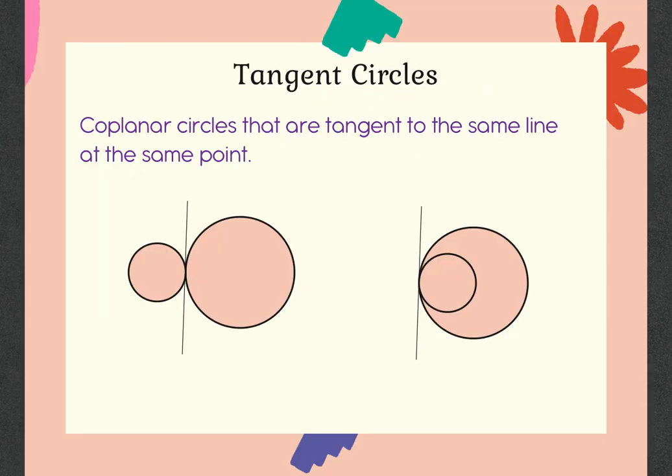All right, and then tangent circles are coplanar circles that are tangent to the same line at the same point. They don't have to overlap like the ones on the right. They could be next to each other. The rule is that whatever line is tangent to both, the point of tangency would have to be the same for both circles. So the ones on the left are tangent circles, and so are the ones on the right. Even though one lies within the other, they both have the same point of tangency on that line.